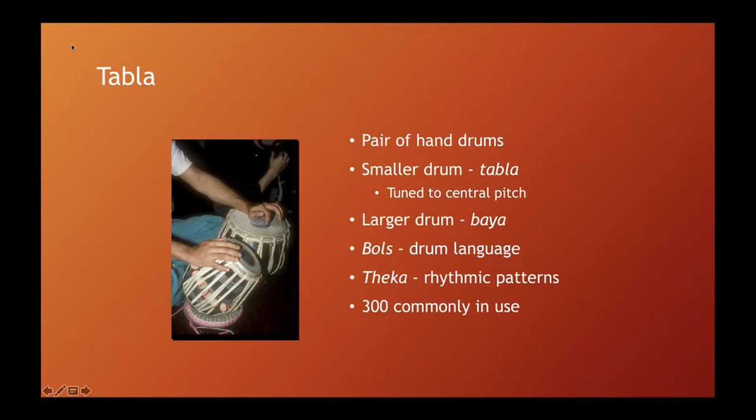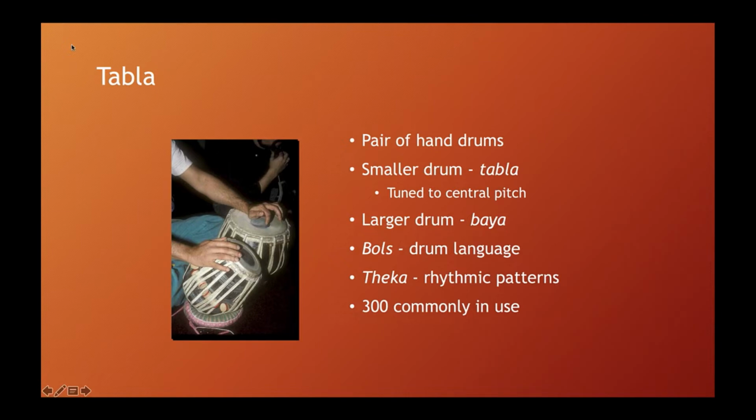So a little bit on the tabla. It is a pair of hand drums. The smaller drum is called the tabla and it's tuned to the central pitch. The larger drum is called the baya. And there is a language of syllables that goes along with everything that can be done with these tabla drums. There's quite a bit of sounds that come out of each one of these drums.